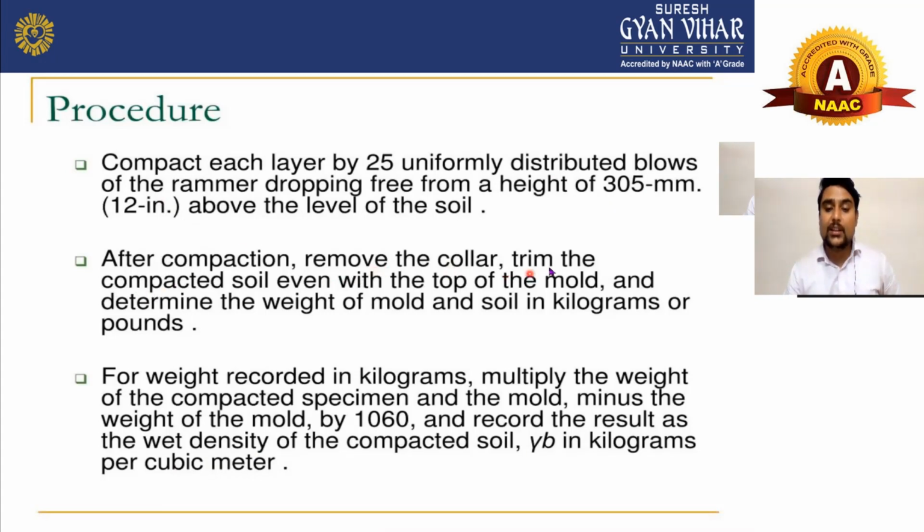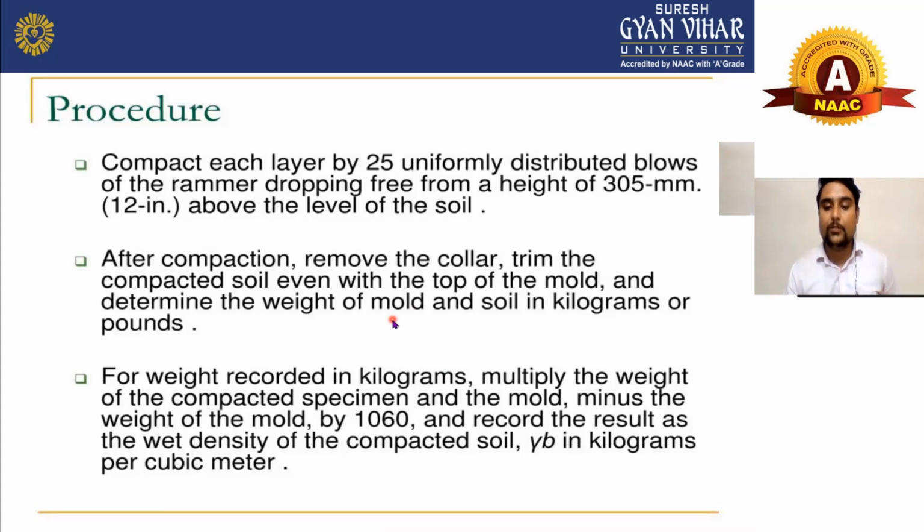After compaction, remove the collar, trim the compacted soil even with the top of the mold, and determine the weight of mold and soil in kilograms or pounds. For weight recorded in kilograms, multiply the weight of the compacted specimen and the mold, minus the weight of the mold, by 1060 and record the result as the weight density of the compacted soil, gamma B, in kilograms per cubic meter. Here you can see this 1060 is the volume of the mold, and it will be divided because, as we know, weight upon volume.